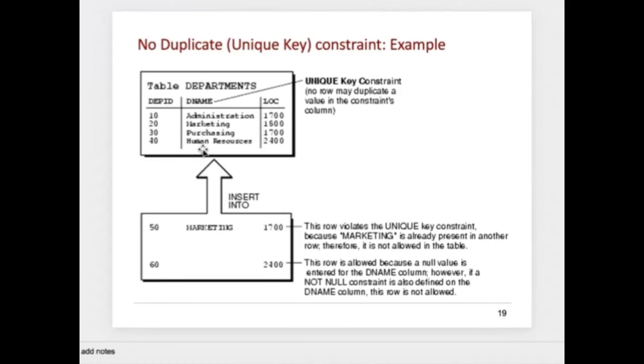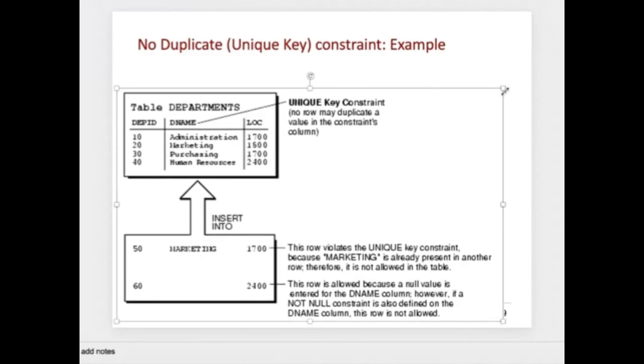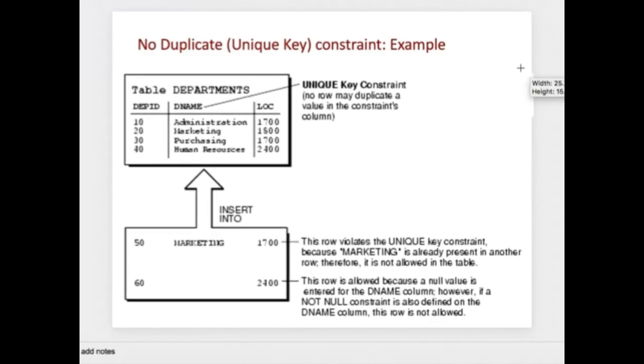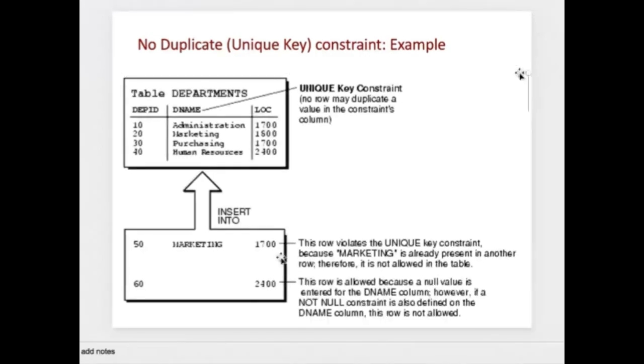Yes, there is already a marketing department. So if I enter a new record with the name marketing, it will be a violation of the unique key constraint. So I should not be allowed. When I try to enter this record, the database should stop me. It should say to me, sorry, you are not allowed to enter this record because it will violate our unique key constraint.